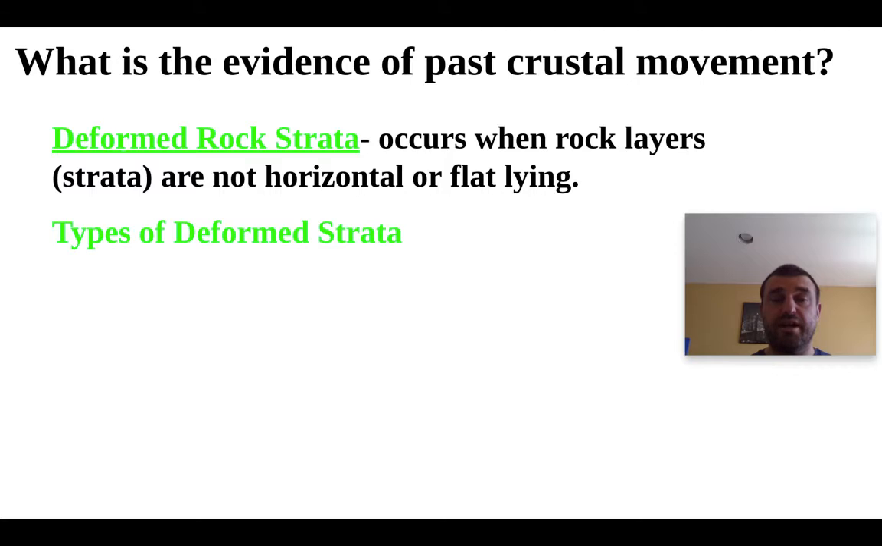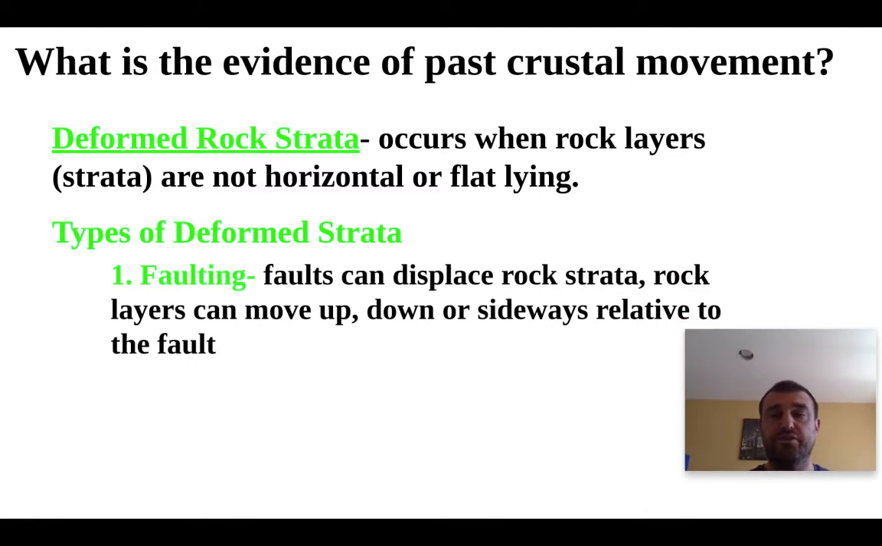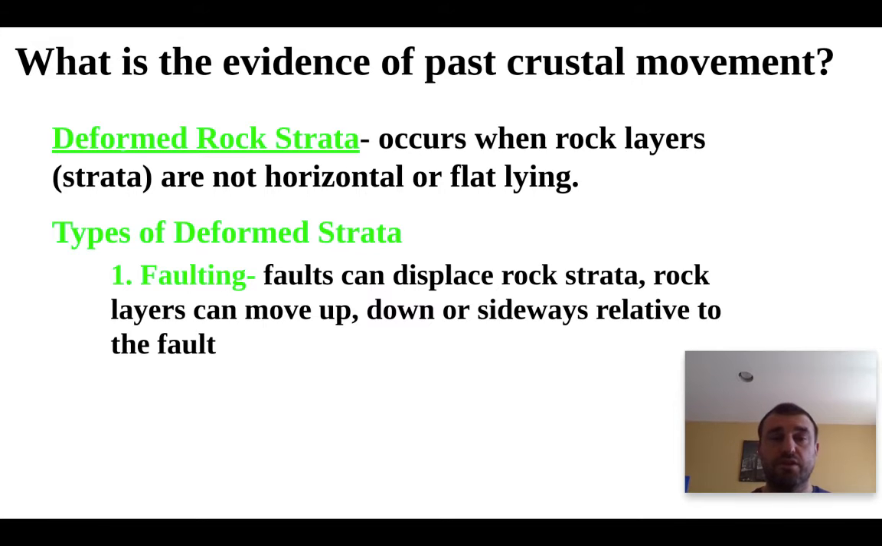There are three main kinds of deformed strata. One is due to faulting. Faults can displace rock strata. Rock layers can move up, down, or sideways relative to the fault. All that depends on the type of boundary these rocks might have been at. Convergent and divergent boundaries can make the rocks move up or down, and transform boundaries will make the rocks move sideways relative to the crack, and the crack is called the fault.